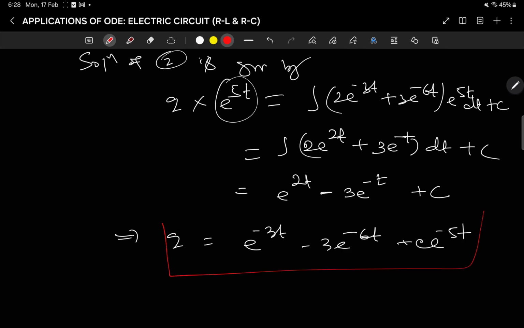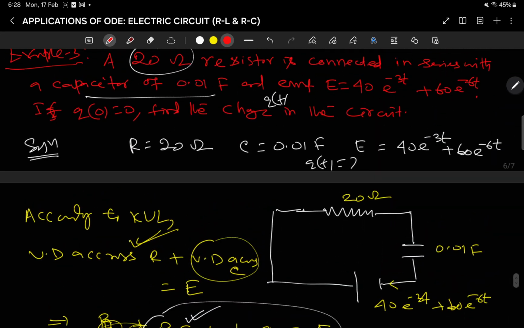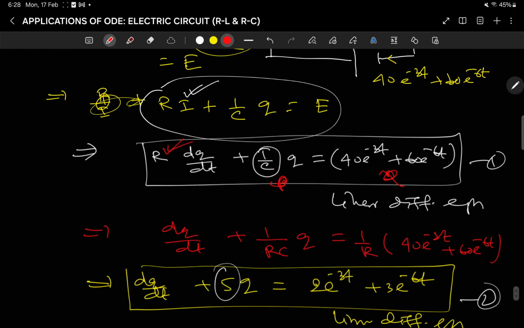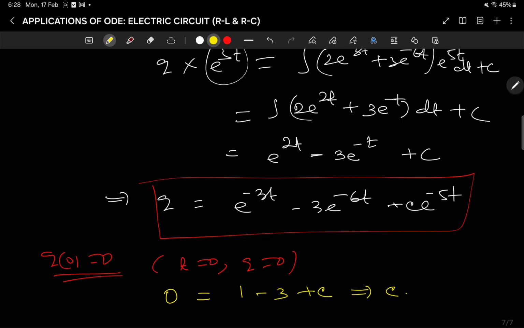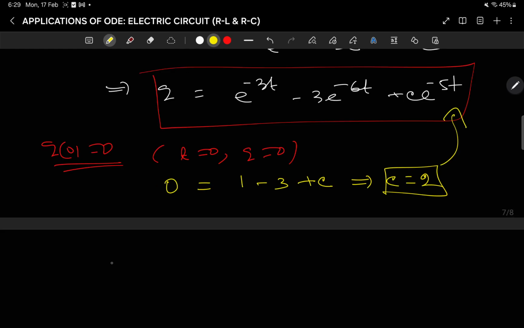Now we impose the conditions. The initial condition given is Q(0) equals 0. What does it mean? T equals 0 implies Q equals 0. Therefore 0 equals 1 minus 3 plus C, so C is equal to 2. Substituting the value of C, Q(t) is equal to e^(-3t) minus 3e^(-60t) plus 2e^(-5t). So this is the solution.